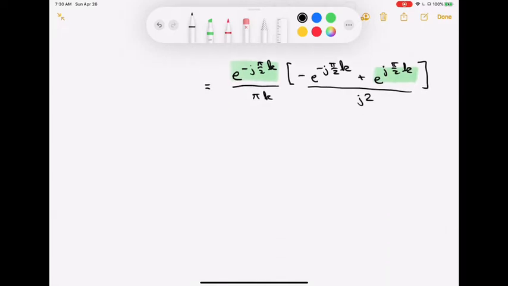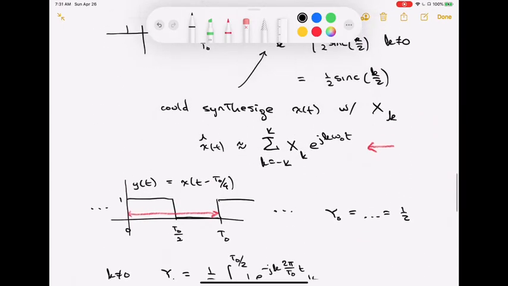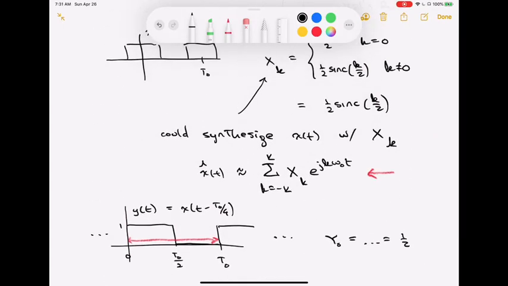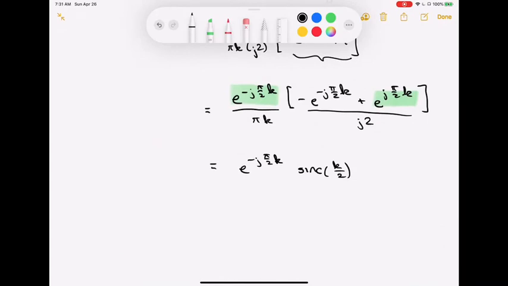And so I can write this just in terms of my sinc function. And in fact, what I get is an e to the minus j pi by 2k, and in this particular case, I'm going to have my sinc function of k by 2, which, if we go back, was the essential coefficients that I had for my x function. And I think I might have forgotten a 1/2 out here as well.